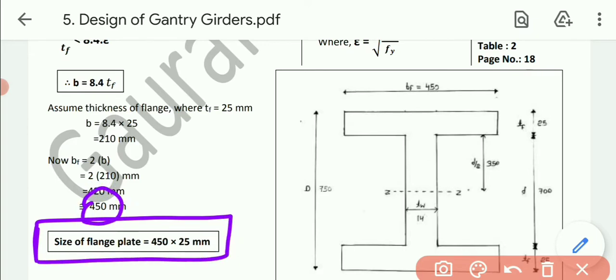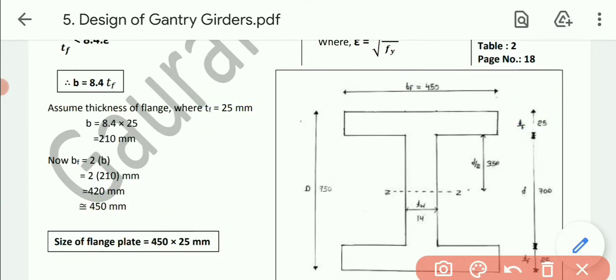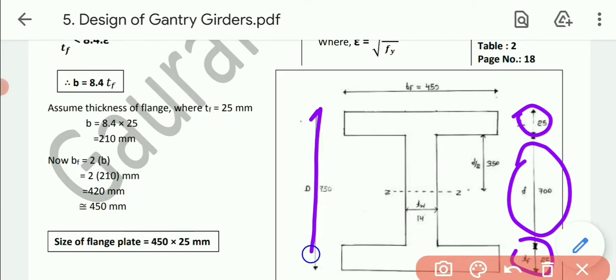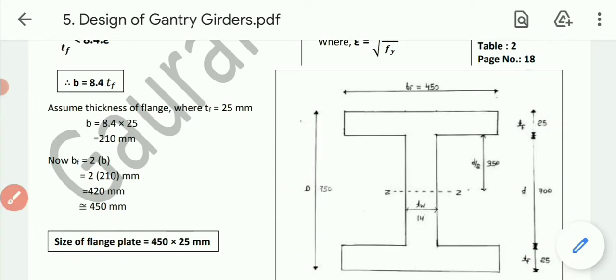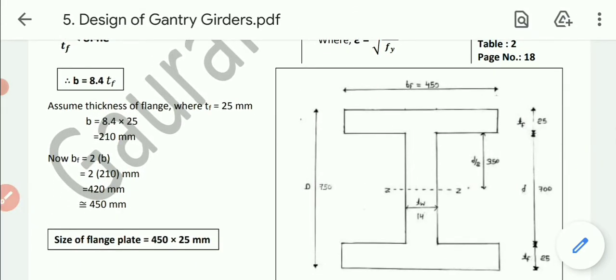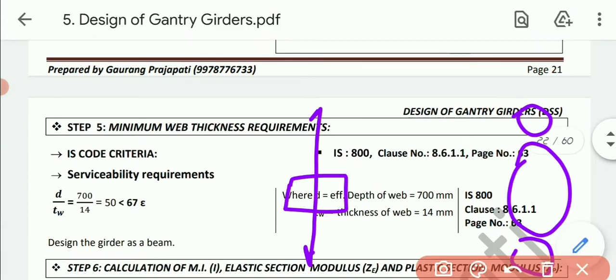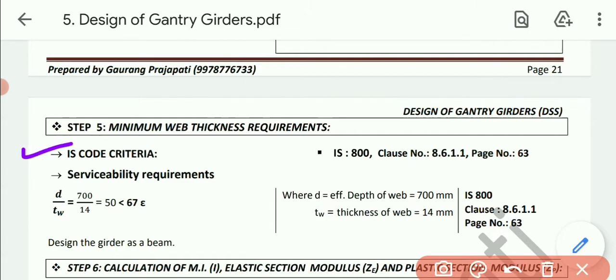This one is the width and this one is the thickness which I assumed. So finally I got all the dimensions of the gantry girder. This one is 25, depth is 700, this one is 25, so our total depth will be 750. So this is step number 4, in which we have designed the dimension of the gantry girder. Now step number 5, that is minimum web thickness requirement.